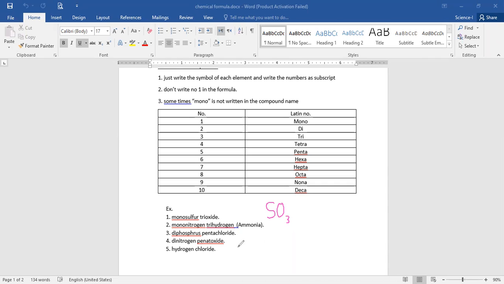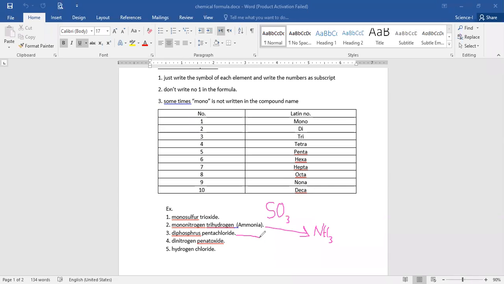We just translate it. So the next one, who can help me in the next one? Mononitrogen trihydrogen. Nitrogen trihydrogen. Who can answer this? Yes, Reem. Number 2. So nitrogen, 1. Nitrogen symbol is N. Okay, so N. Good. We don't write number 1. So how many hydrogen? 3. So it will be H3. That's it. Okay.